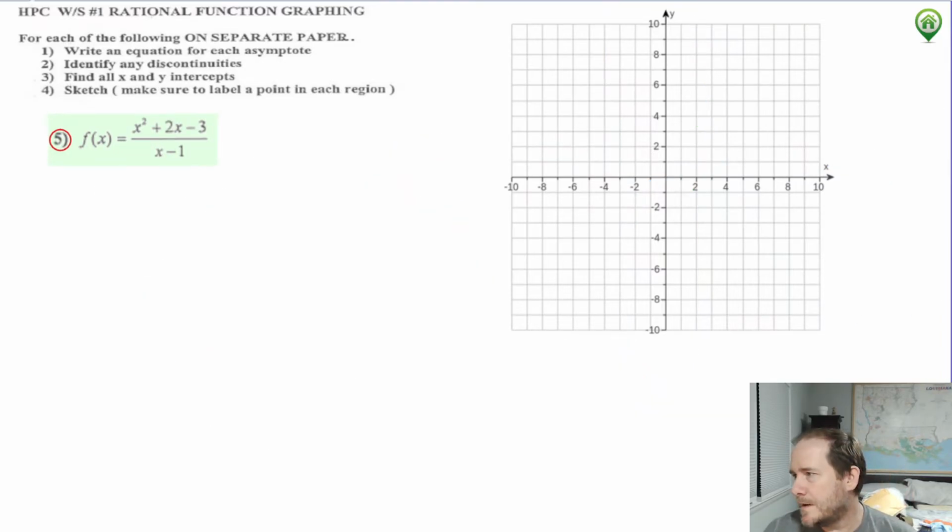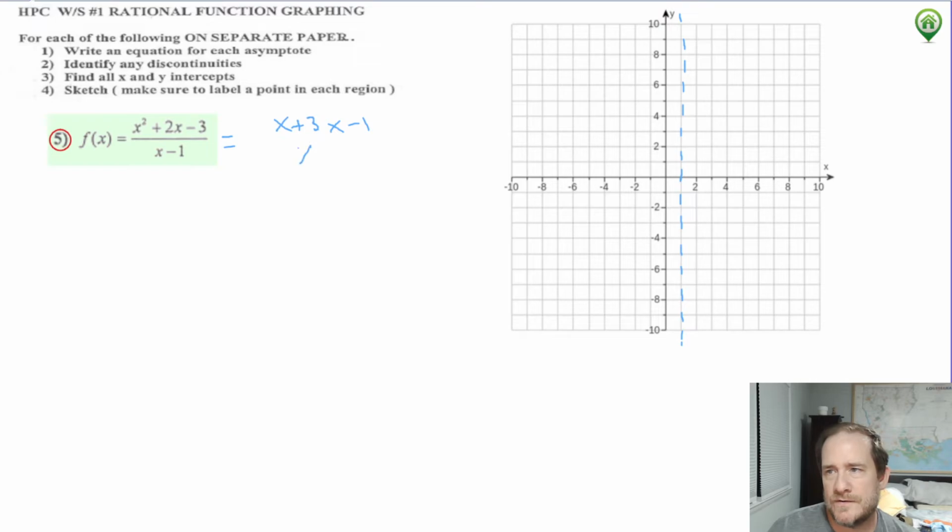Okay, what do you know? You know a lot of stuff. You can see the denominator is x minus 1, so you know there's one vertical asymptote and it's at 1. Wait, do you know that? You better factor first, right? So when you factor, you get x plus 3 and x minus 1. It turns out we do not, in fact, have a vertical asymptote, because these factors of x minus 1 cancel.